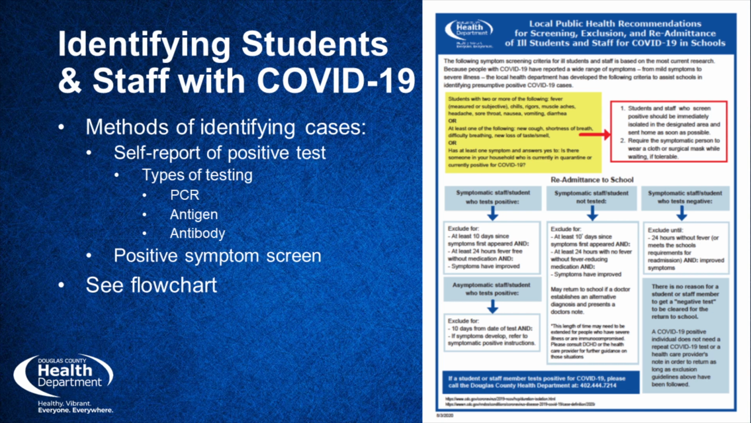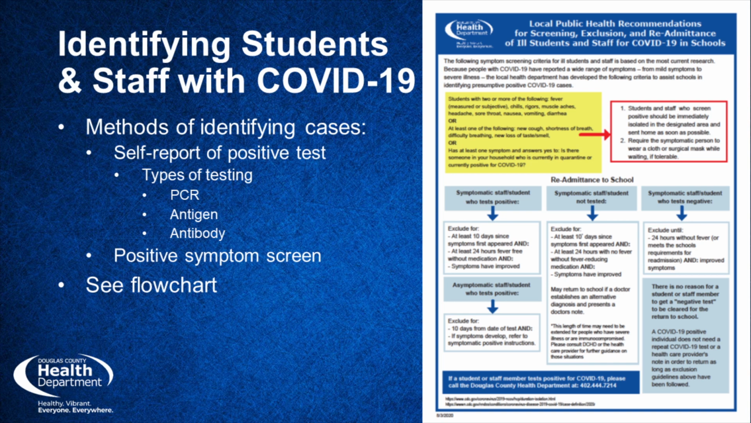To the right here, you have the symptom screen document that is up on our Douglas County Health Department website. This is built to help you screen students and determine when they need to go home and what needs to happen. If you screen a student or a staff member and they meet the criteria in the yellow box, so that is a student with 2 or more of the following: fever, chills, rigors, muscle aches, headache, sore throat, nausea, vomiting, diarrhea, or at least one of the following: a new cough, shortness of breath, difficulty breathing, new loss of taste or smell, or if they have at least one symptom and there's someone in their household who is currently in quarantine or positive for COVID-19, that is considered a positive screen for COVID-19.